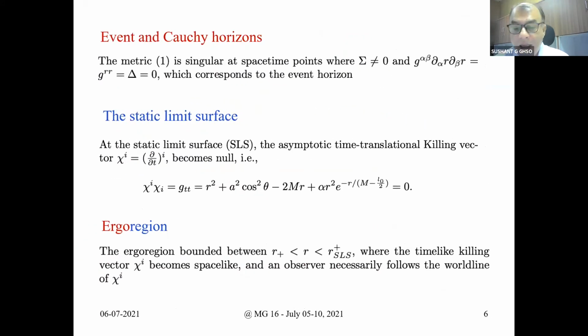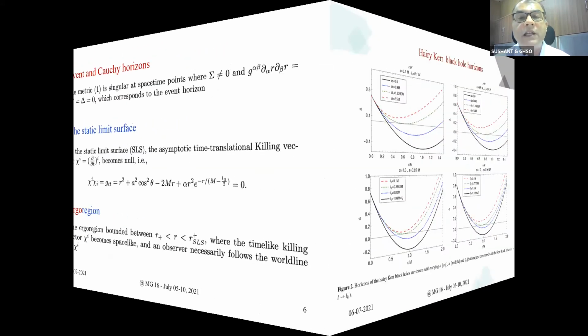Now investigating the event horizon, Cauchy horizon, and static limit surface, the standard definition is followed. And we know that the region between the event horizon and the static limit surface is called the ergoregion. So I won't waste our time on that.